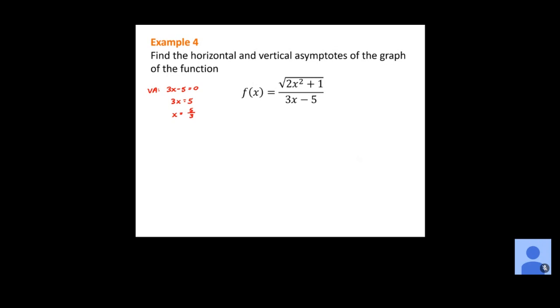And there will be cases where you have multiple vertical asymptotes, right? If your denominator had more terms and you could factor things like that, then you just set each factor equal to 0 and you get multiple vertical asymptotes in those cases. Any questions about finding the vertical asymptote here? All right. Now, how are we going to find horizontal asymptotes?